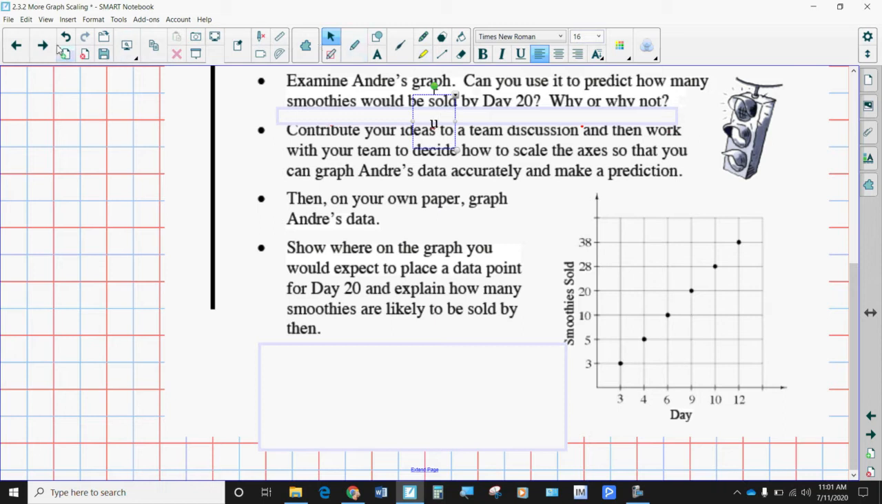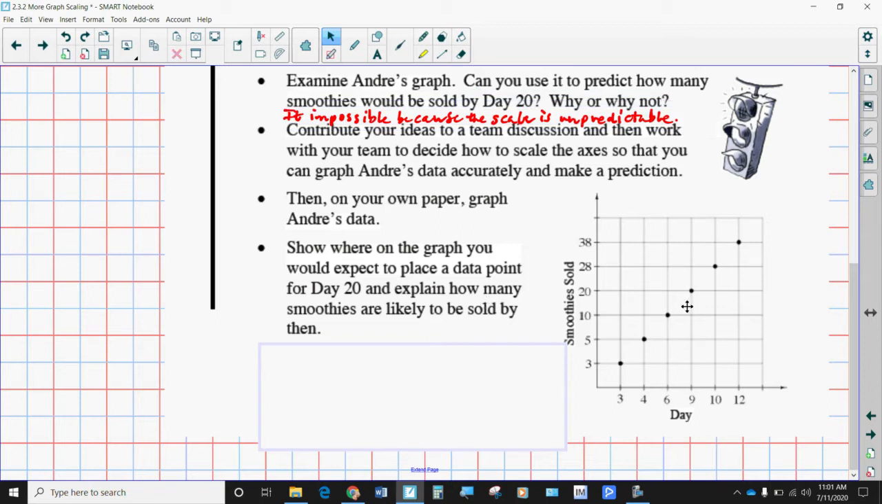It's not possible because our scaling is unpredictable. So that's one of the reasons why you need to have proper scaling. Count by threes, count by twos, count by ones. Whatever you choose to count by, it's got to be consistent throughout the entire axis, for the entire graph, okay?